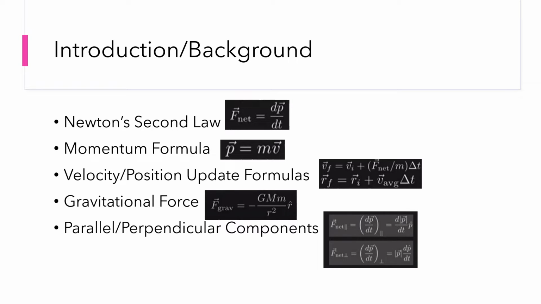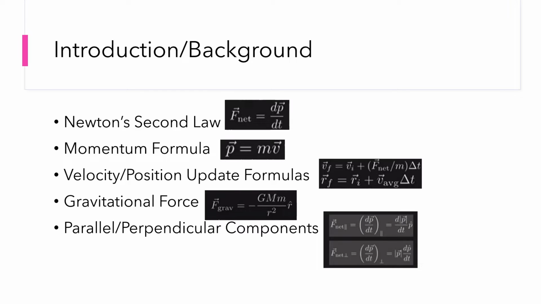The first one is Newton's second law, the momentum principle, where F net equals dp over dt. F net has two different components here: the parallel component and the perpendicular component. The parallel component deals with acceleration, such as slowing down and speeding up, and the perpendicular component deals with direction, such as curving. Then we have the momentum formula and the velocity and position update formulas, which we have used in the past couple labs.